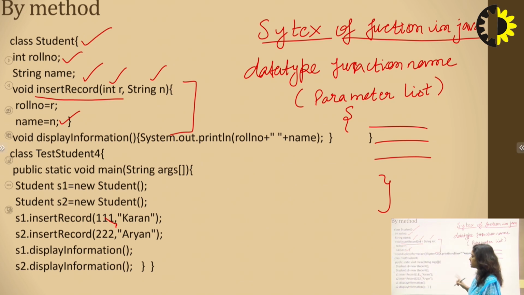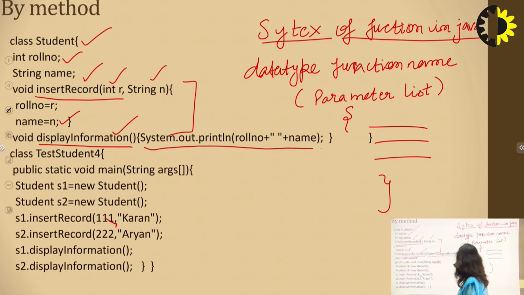Now next, another method is also used. So we are using two methods in this program. First is insertRecord and the second one is displayInformation. The displayInformation method is non-parameterized, while insertRecord is parameterized. In this particular method, we are printing the roll number and name of a student by using the output statement System.out.println. Now we are closing your class here.